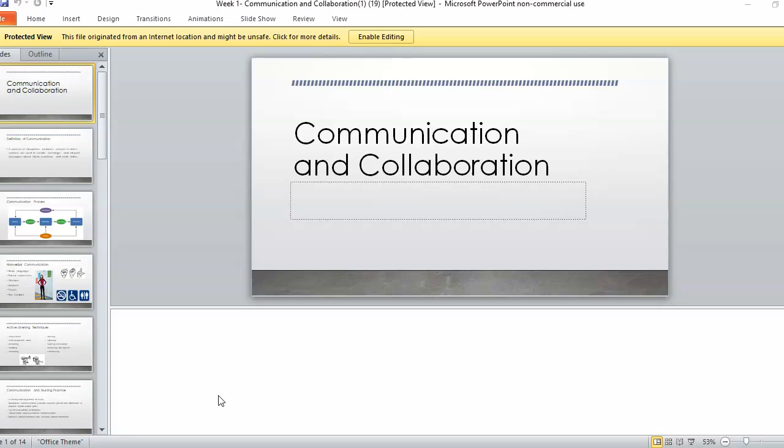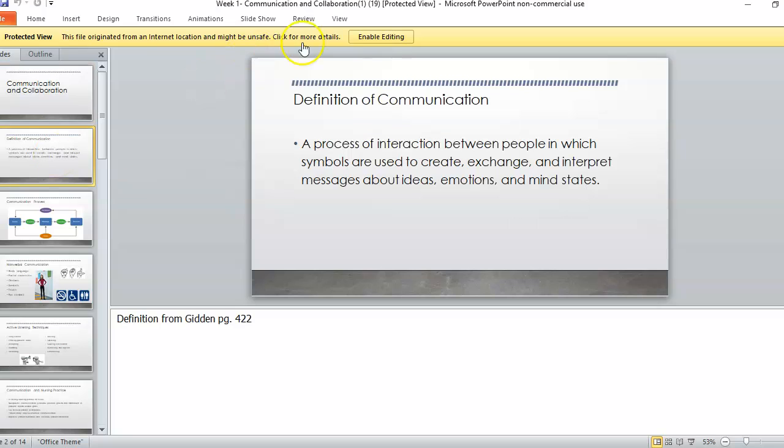I just wanted to do this first week's lecture and just kind of show you the idea of how we would work through this. So you would click on your first slide and it would say Communication and Collaboration. The second slide, we talk about the definition of communication. And this is a definition from Gideon's.